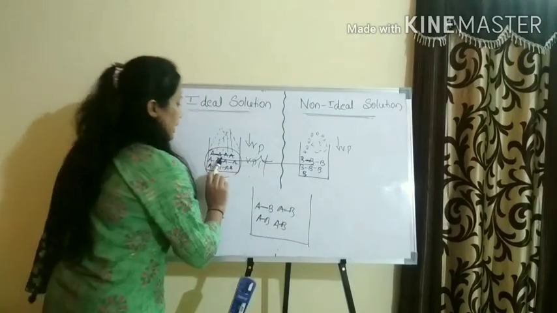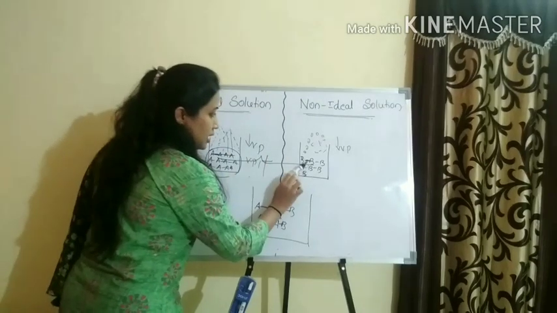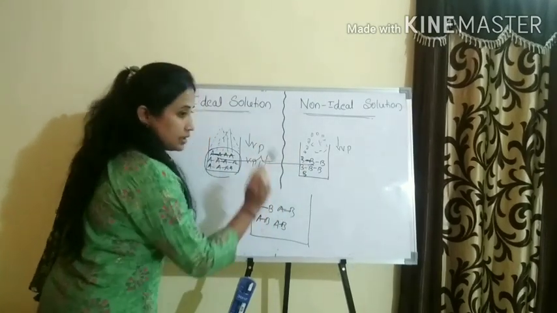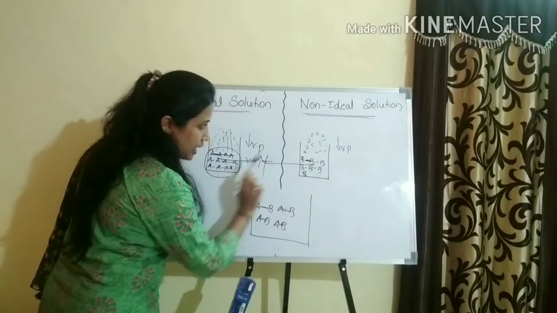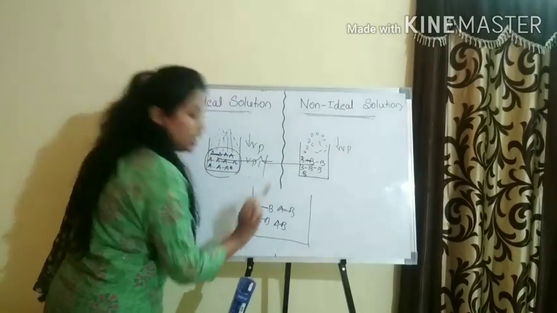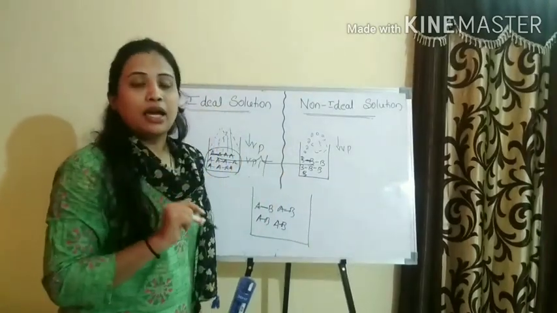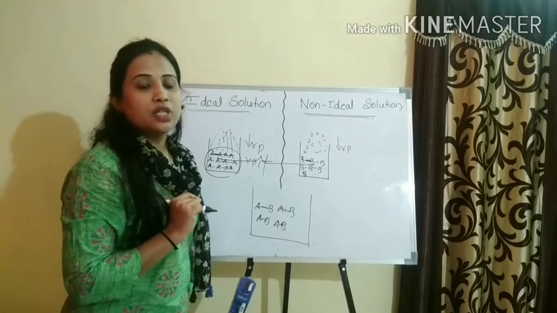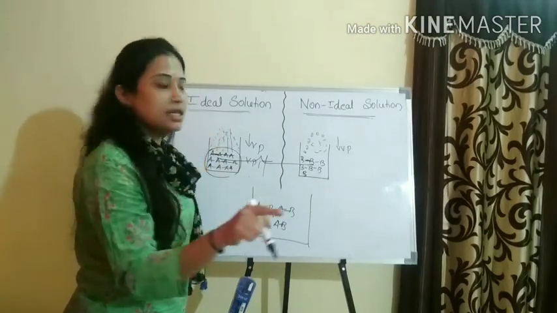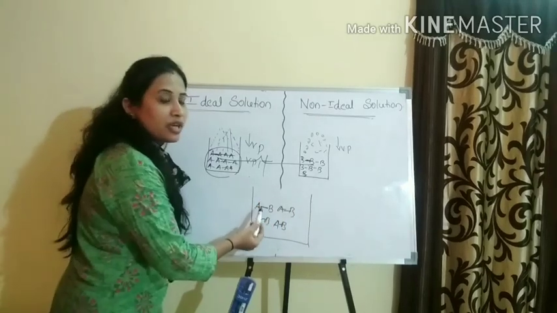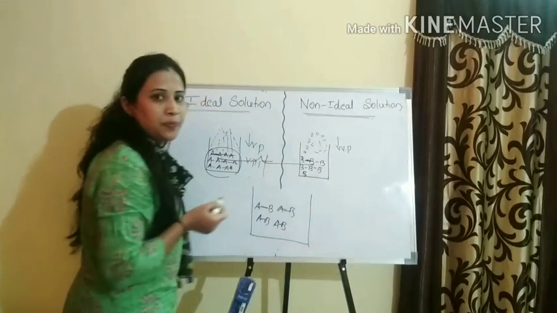If the interaction of AA is equal to BB, and even after mixing the interaction is the same as that of AA, BB and AB, then they follow Raoult's law. Then they are called ideal solutions. In all cases, it is not necessary that the interaction of AB should be the same as that of AA and BB.